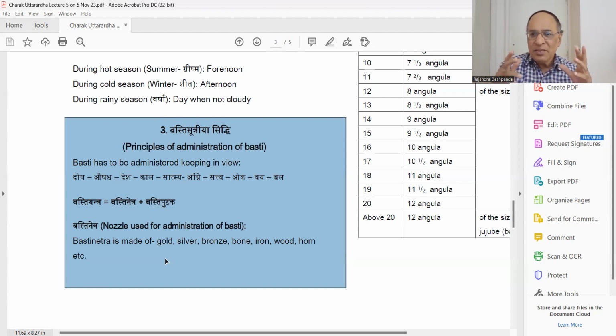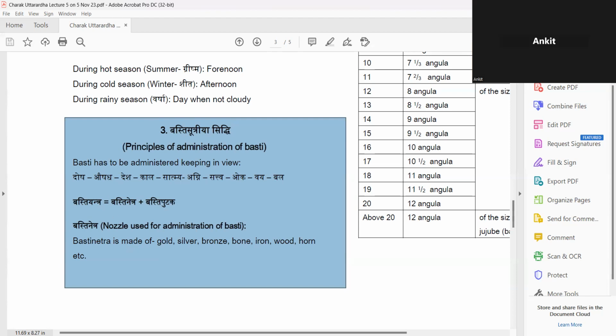And in the Asthapan Basti, many are also using the syringe, but the better way is the enema pot. The modern enema pot is used for giving the Niruha Basti. But of course, in some hospitals, even in the central part of India, Maharashtra or UP, some typical traditional Ayurvedic hospitals, they definitely have Basti Yantra.